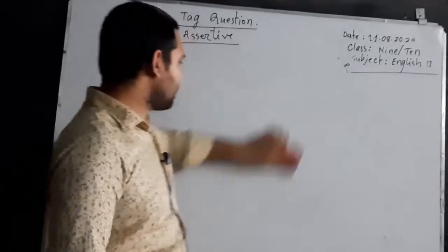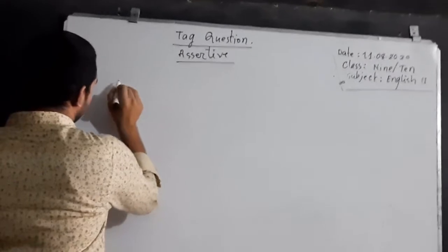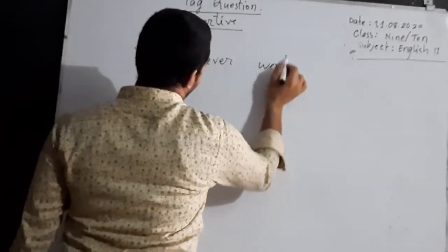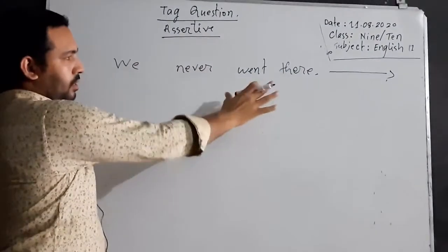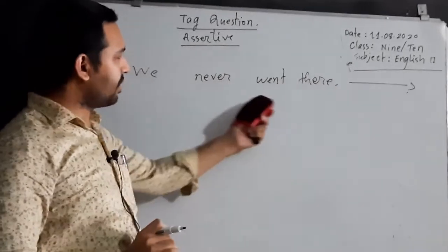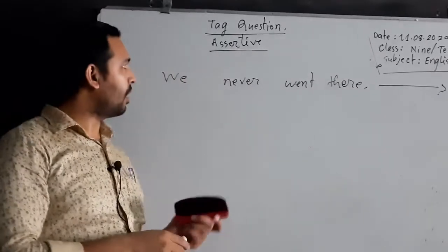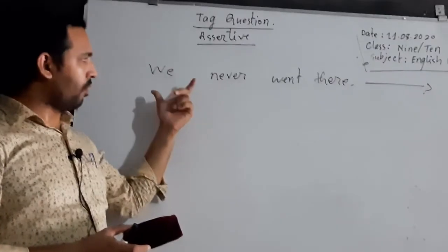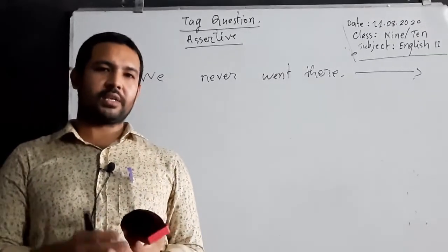Before finishing my class, I would like to give you a task, and you have to reply with the answer in the comment section. We never went there. You have to make the tag for this sentence. It is a very simple sentence, and this is your task. I have given you two tasks. Earlier in rule 1, I gave you one exercise, and in the second rule, I gave another exercise. You have to give your answer in the comment section.